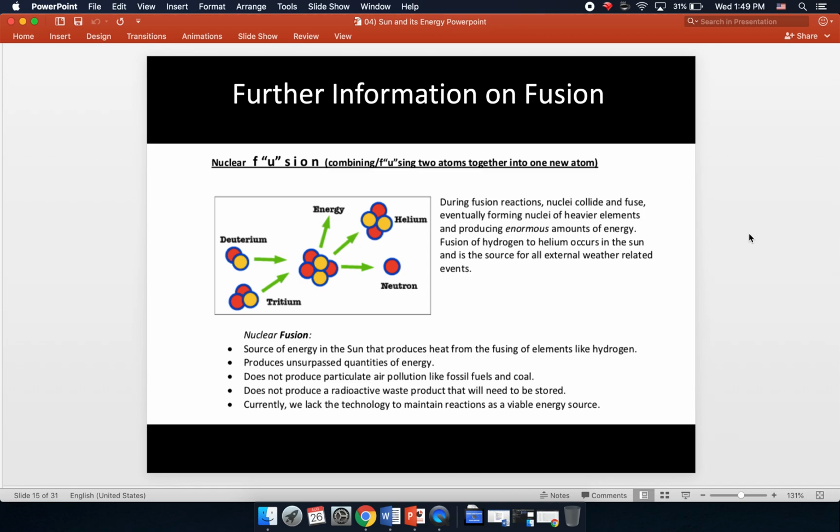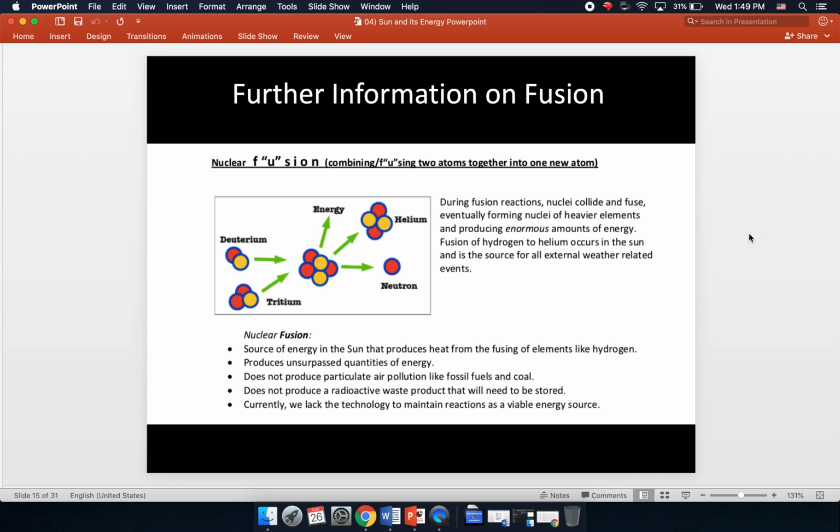All right, with nuclear fusion. All right, nuclear fusion is the source of energy in the sun that produces heat from the fusing of elements like hydrogen. Fusion produces unsurpassed quantities of energy. What that means is there's no other process that produces more energy than fusion does. Fusion is highly efficient. Fusion does not produce particulate air pollution like fossil fuels and coal.